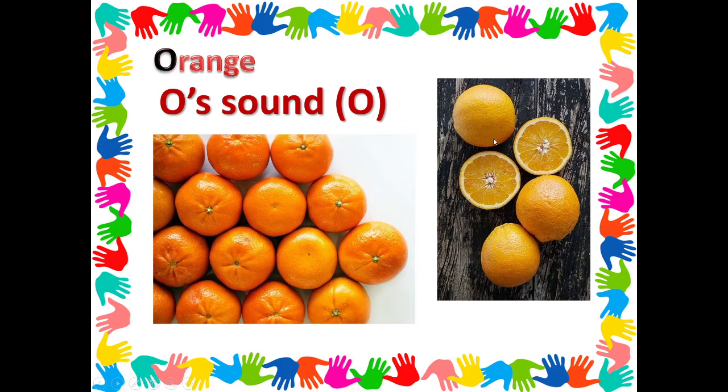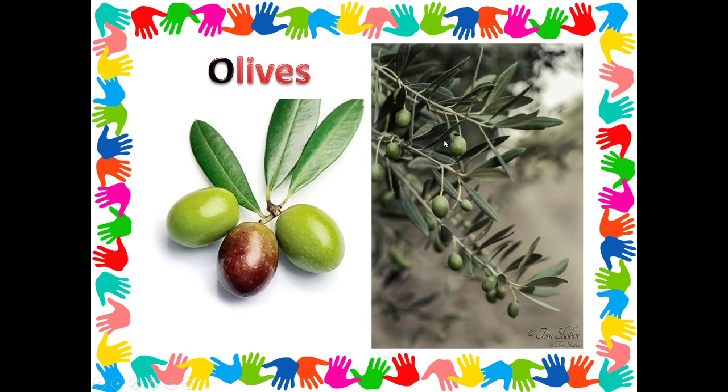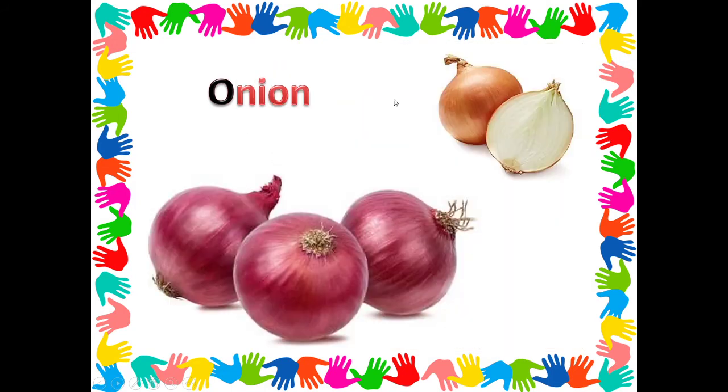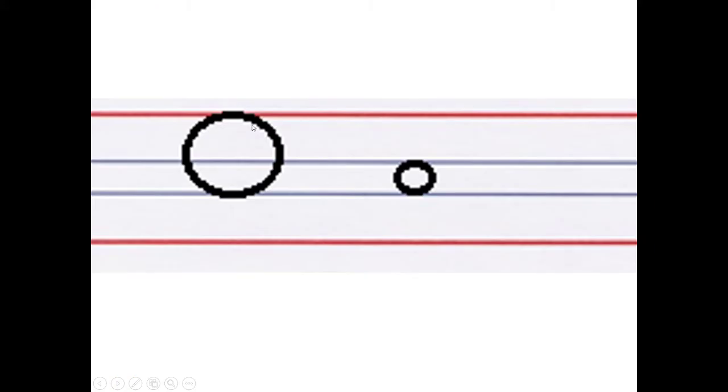O orange, O octopus, O olives, O onion, O ox. Now, how do we write the letter O?